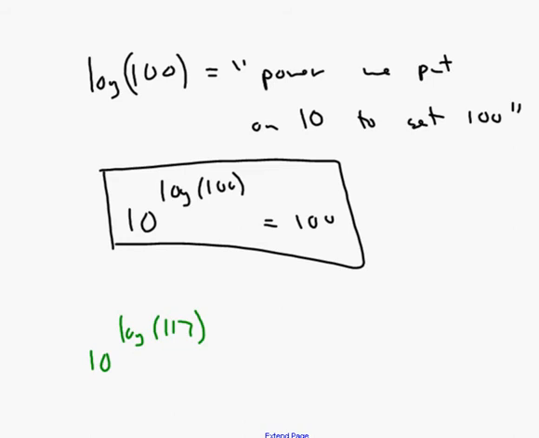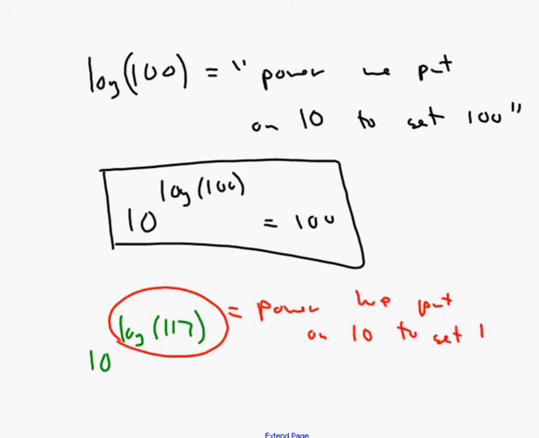Let's think about that exponent. This exponent, by definition, is equal to the power we put on 10 to get 117. And I don't know what that number is, and it doesn't matter. I know it's the special number that will achieve that goal. If I put it on 10, I should get 117. Well, this question is saying, hey, put that number on 10 as an exponent. So by definition, you have to get an answer of 117.